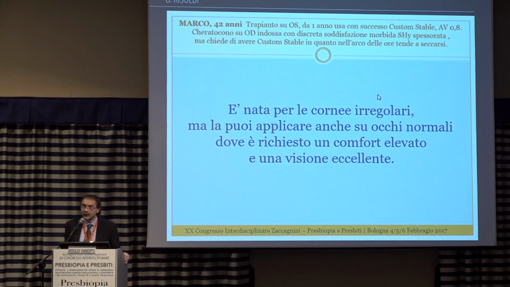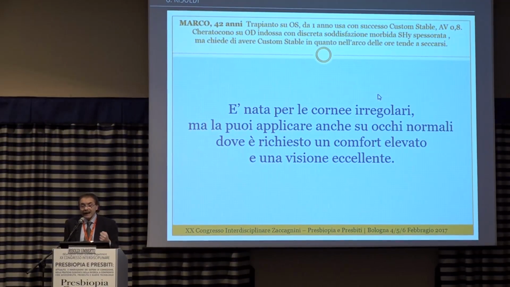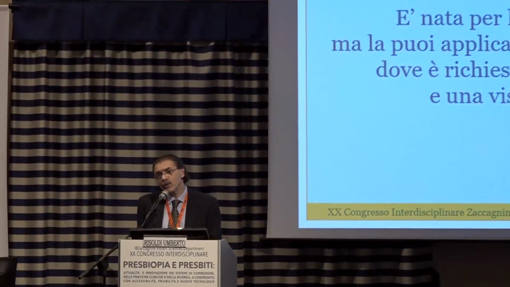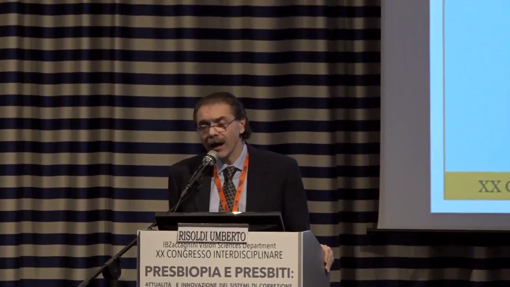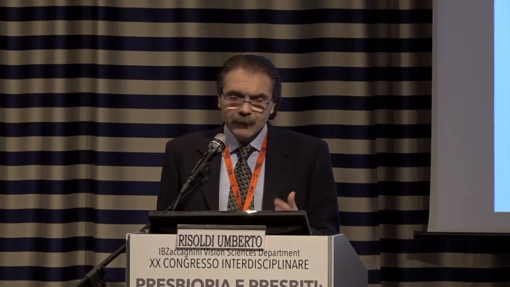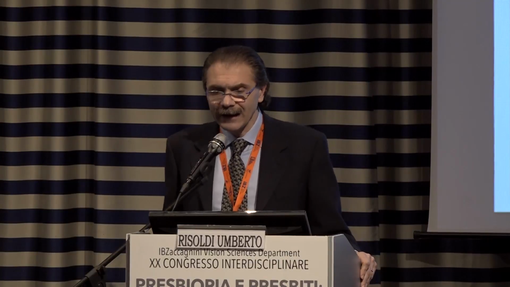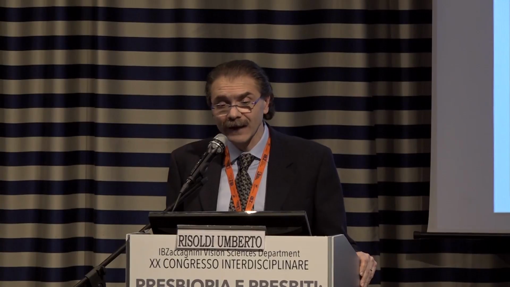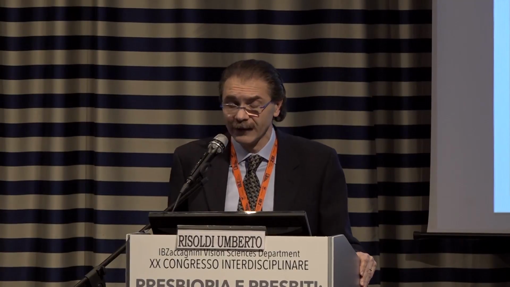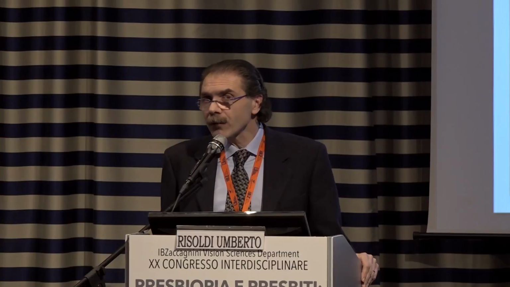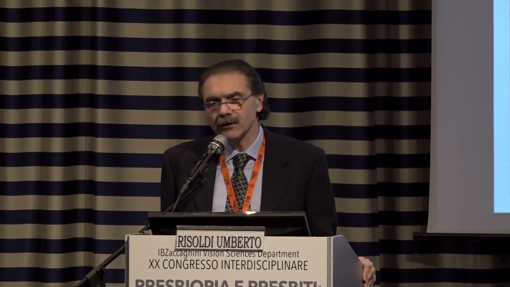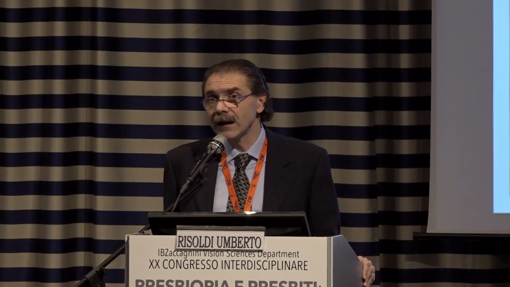Just another thing about Marco, there is keratoconus in the right eye. He wears a thickened soft lens, but after 1 year, he reports that throughout the day there's a tendency to have a dry eye, so he wants a custom stable lens also on the right. This is a lens for irregular corneas, but you can fit it to normal eyes as well if high comfort and excellent vision are required.